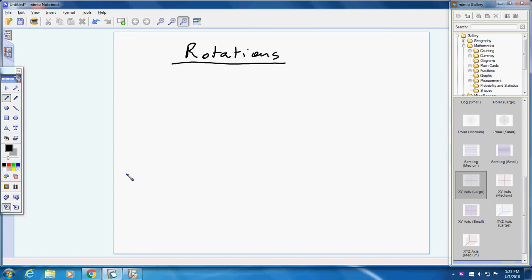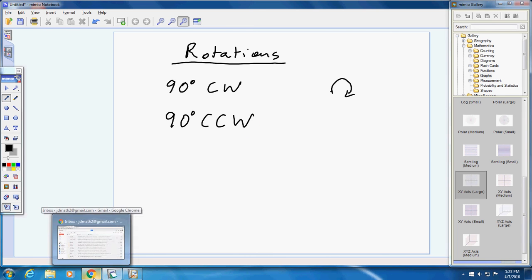So the types of rotations you're going to see is you're going to see 90 degrees clockwise. You can not write it down, just watch if you'd like, but I would write it down. So 90 degrees clockwise is the rotation. Now we've got to remember which way is clockwise. That would be obviously the same way a clock turns, right? 90 degrees counterclockwise. So that would be the opposite direction of clockwise, counter.